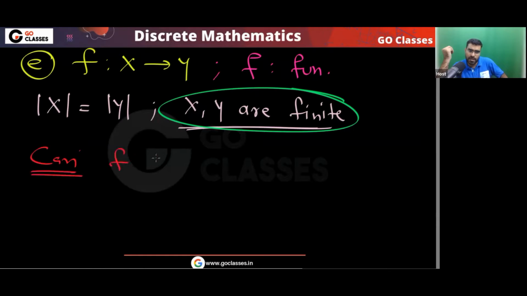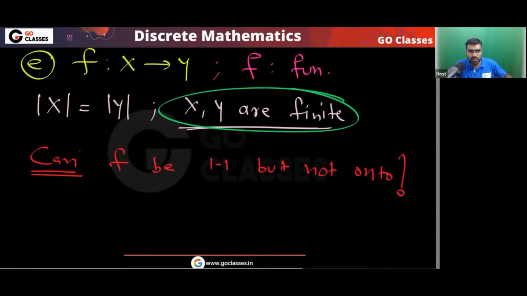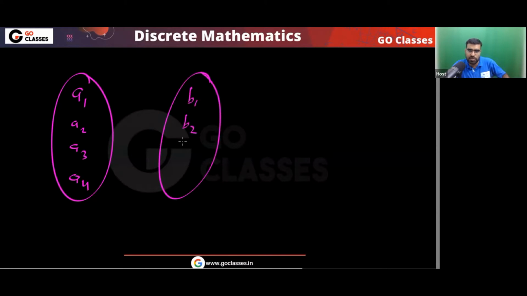Can f be 1-1 but not onto? Let's try to do it. You cannot do it. For example, take 4 elements, a1, a2, a3, a4. Here also take 4 elements, b1, b2, b3, b4.